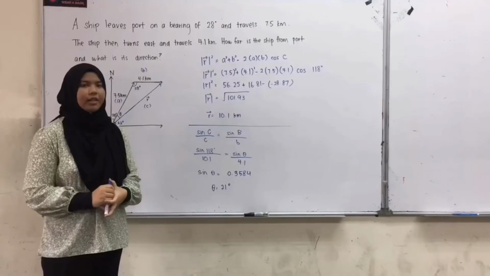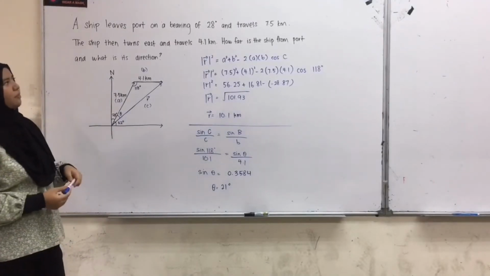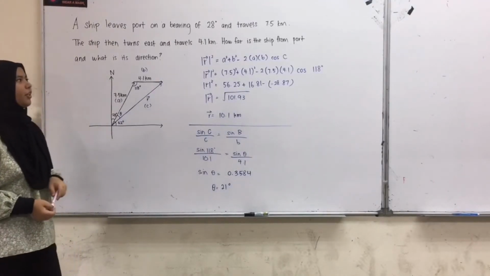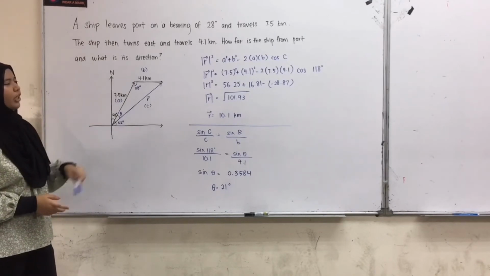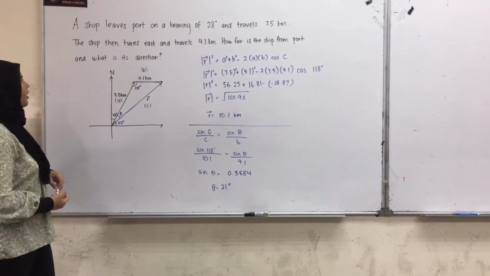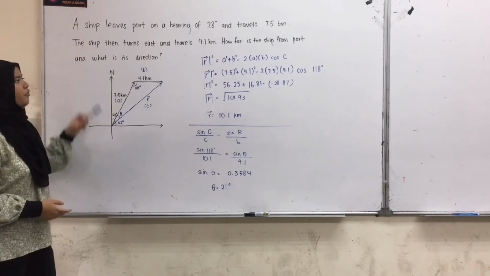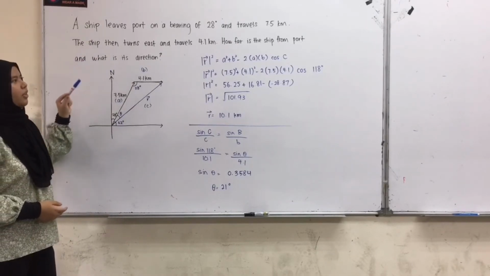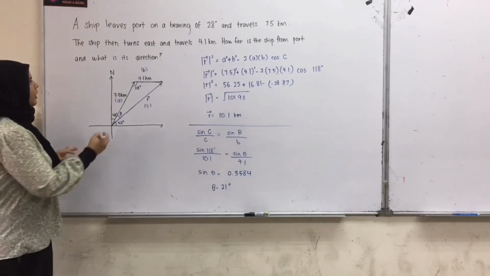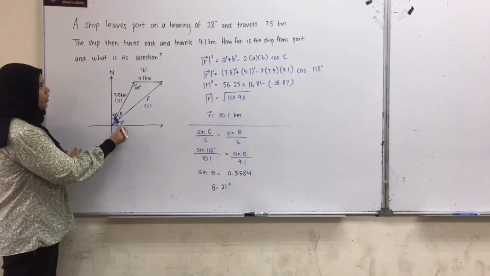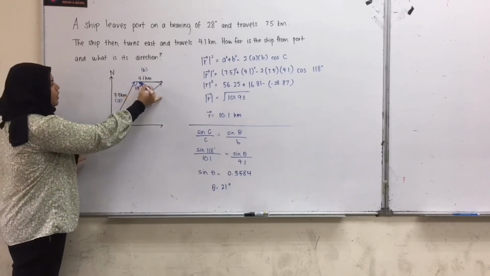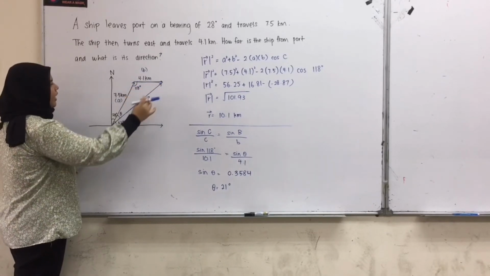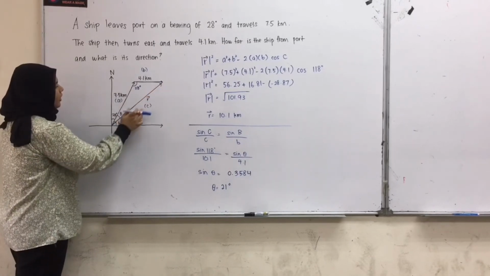Thank you. So the last question is: a ship leaves port on a bearing of 28 degrees and travels 7.5 km. The ship then turns east and travels 4.1 km. How far is the ship from port and what is its direction? From the information given, we can draw the diagram. So the ship has a bearing of 28 degrees and travels 7.5 km upwards. Then the ship turns east, which is 4.1 km, and then we have the resultant vector.